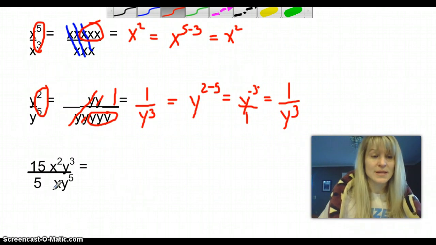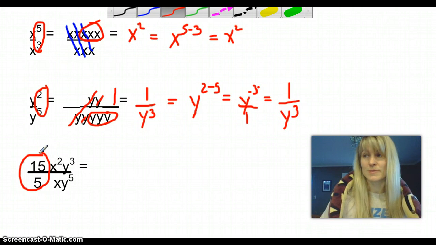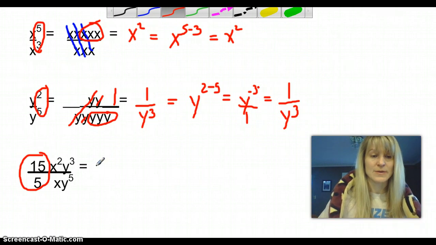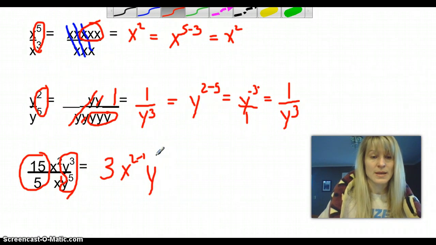And the same thing's going to go down here, okay? If we look at this, the first thing I want to do is look at my numbers here. I have 15 over 5. Can I simplify that? Sure, 15 divided by 5 gives me 3. So I'm going to go ahead and do this. Now I'm just going to use my rule. I have x to the second, and then this is x to the 1 power, but we don't write it, okay? And my rule is I subtract the exponents. So this is going to be x, and then 2 minus 1. Okay? And then I'm going to look at my y's, because they have the same base of y. And then this becomes y, and then this is 3 minus 5.